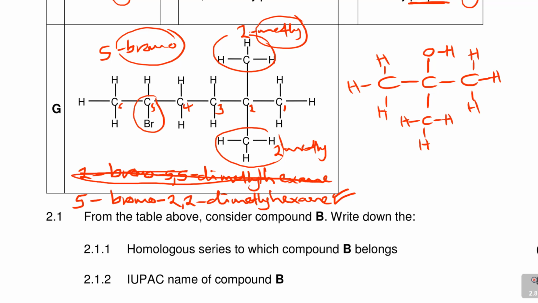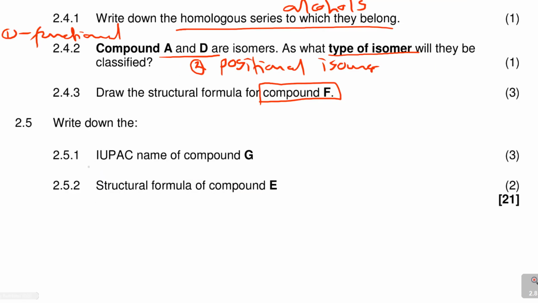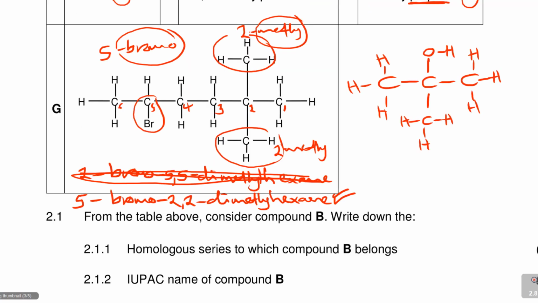It's off. So what is the answer? 5 bromo 2,2 dimethyl hexane. Remember that. That is IUPAC naming. Now the last one says the structural formula of compound E. Let me see compound E.